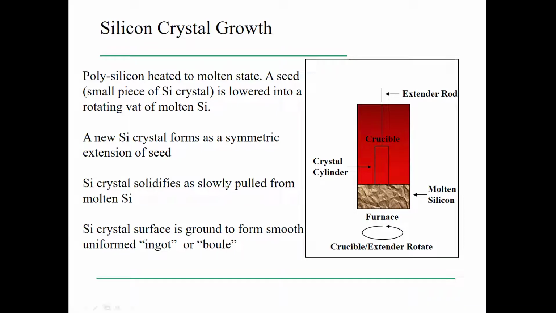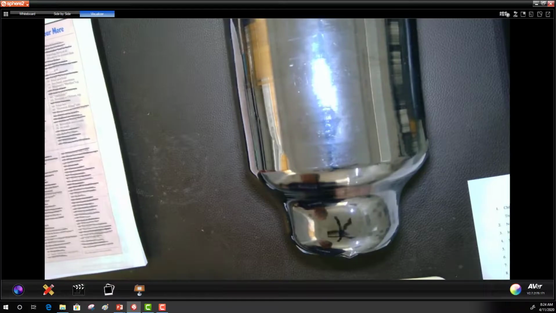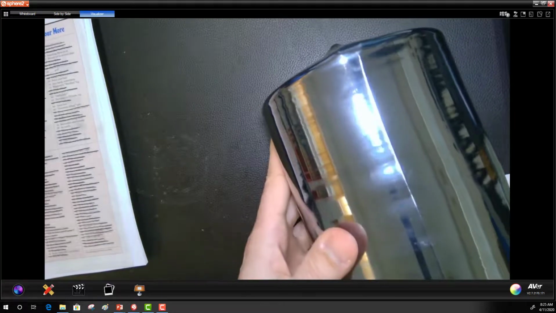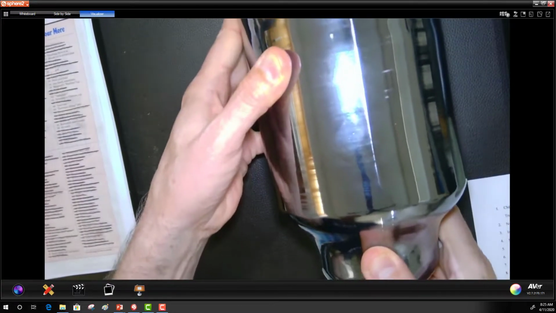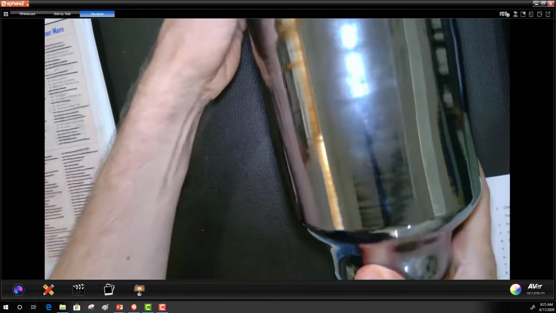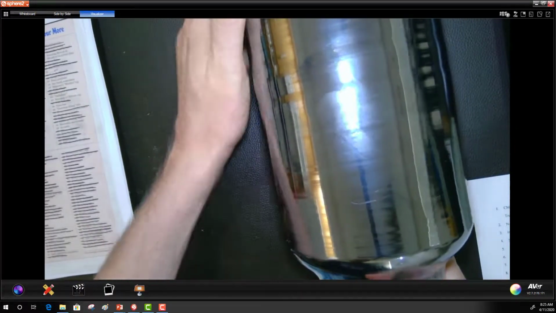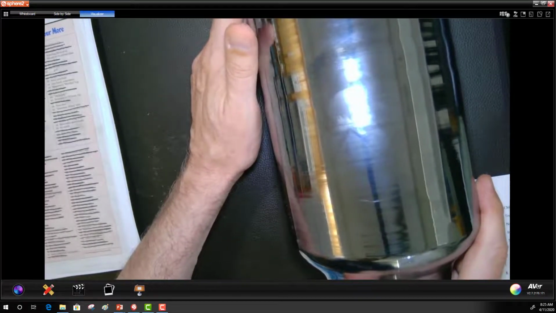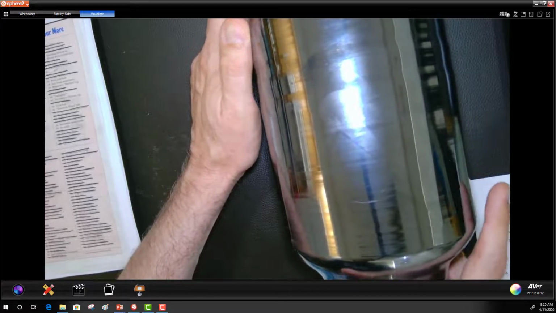Now, here in my office, I have one of these ingots. Okay, it's right here. This is what it looks like after it comes out of that crucible and it's had time to solidify. This ingot here is about a foot long, and it's really heavy. It probably weighs a good 30 or 40 pounds. You'll see in a video later on that this ingot is then sliced into wafers, and then the integrated circuits are placed on that wafer.